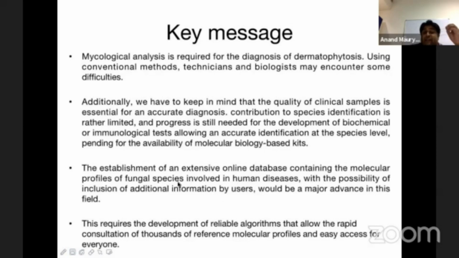And one thing is also very important, the scenario of MALDI. There is the establishment of an extensive online database containing the molecular profiles of fungal species involved in human disease. The possibility of inclusion of additional information by the user would be a major advance in this field. Also the development of a reliable algorithm allowing rapid consideration of thousands of reference molecular profiles, which can easily be accessed by everyone. So all these things will be very helpful in the identification of dermatophytes.